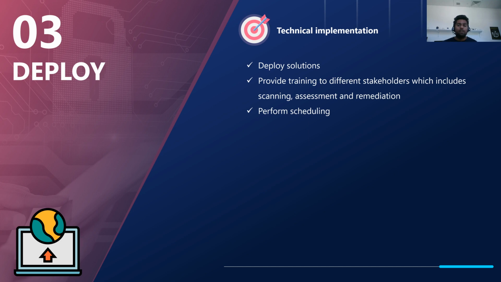So different stakeholders will require different training, and then you can perform the scheduling. As I mentioned, if you decide to scan high priority assets every 30 days, then you should perform that scheduling. So even if you are away, Nessus will start scanning every 30 days and all. So the scheduling should depend upon how many high, low, and medium assets you have, and based on that.